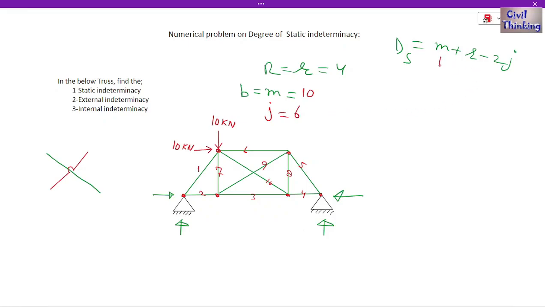So how much is it? M is 10, R is 4, J is 6. Now 10 plus 4 is how much? 14, minus 2 multiplied by 6 is 12. Now 14 minus 12 is 2. So total static indeterminacy is 2. This is ds is equal to 2. Let me erase this.